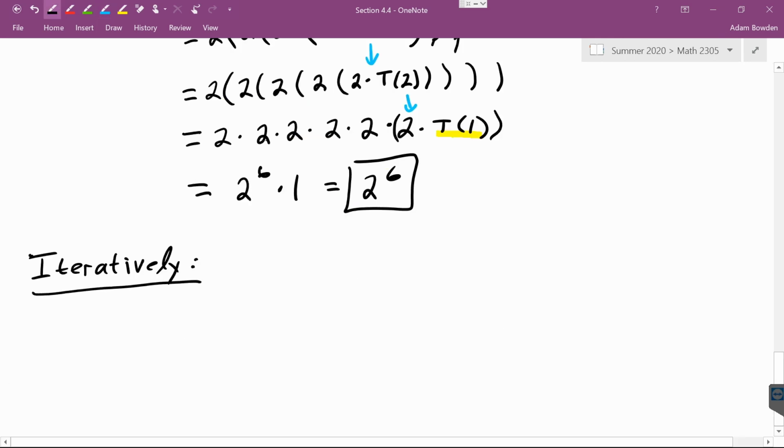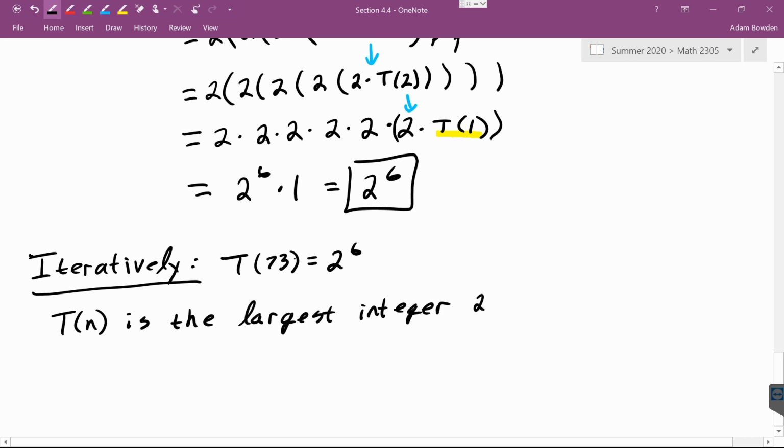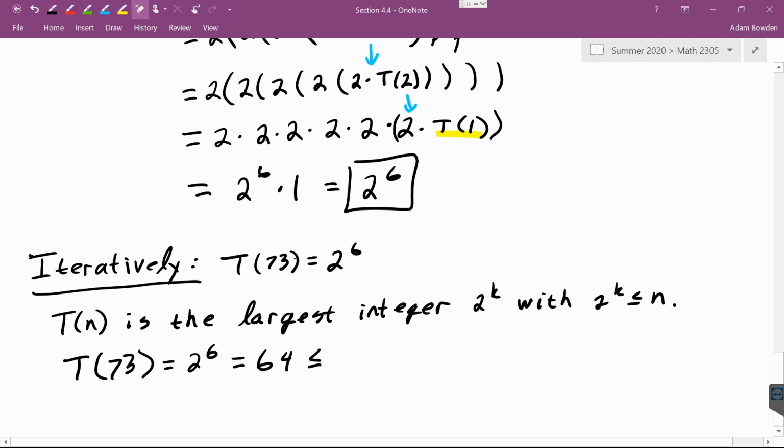Now to write this iteratively, that means write it in a way that's not recursive. So we found out that t of 73 is equal to 2 to the 6th. It turns out that t of n is the largest integer 2 to the k, with 2 to the k less than or equal to n. We can see that because t of 73 was 2 to the 6th, and that's equal to 64, which is less than 73. Less than 2 to the 7, which is 128.